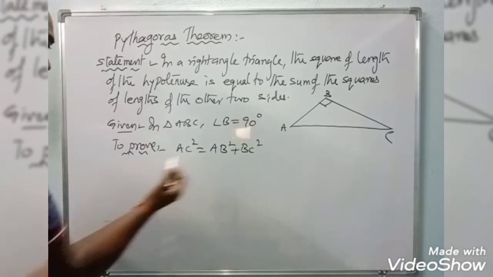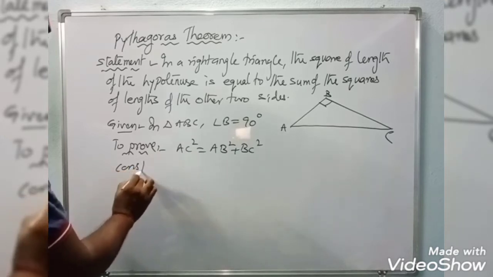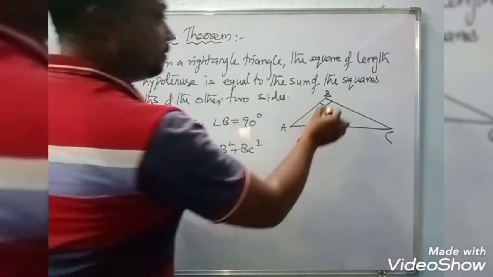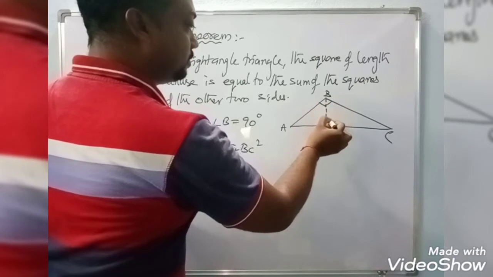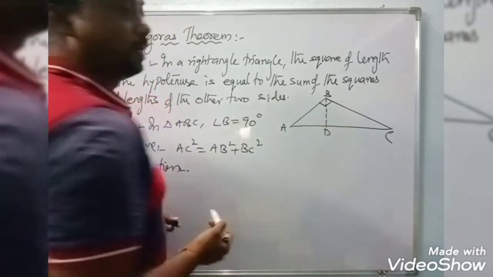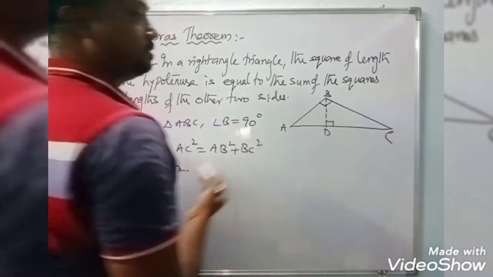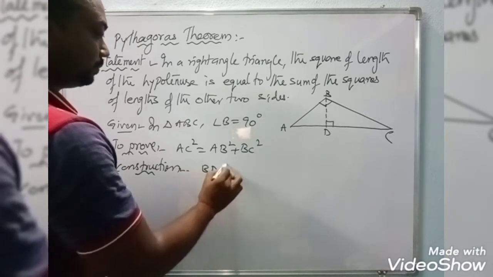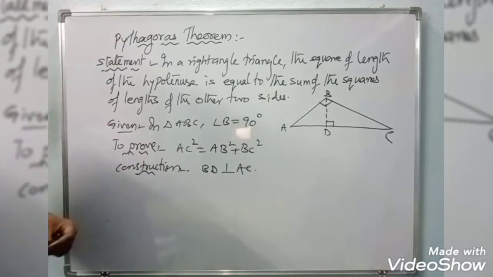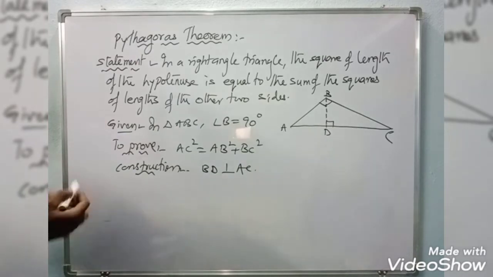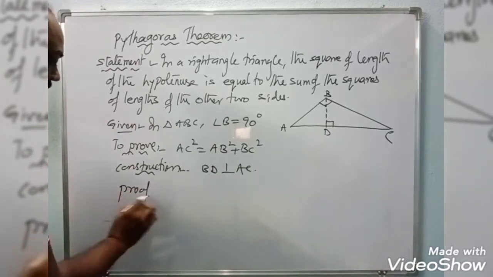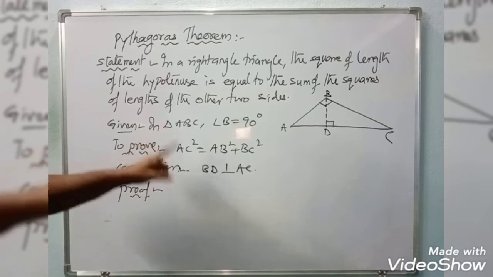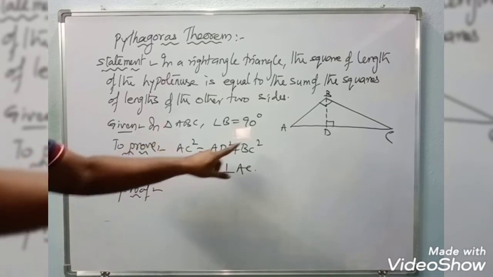So for proving this, we need a construction. What we are constructing here means we are drawing an altitude BD which is perpendicular to the line AC, right? So we are constructing BD perpendicular to AC. After constructing BD perpendicular to AC, we have to start with the proof, right? Now in this proof, what are we going to solve here? We require AC square is equal to AB square plus BC square.